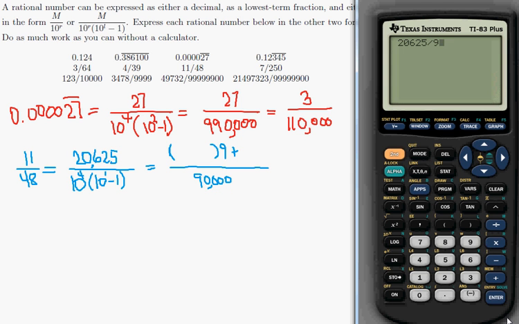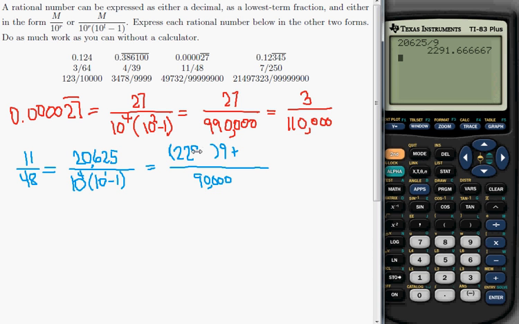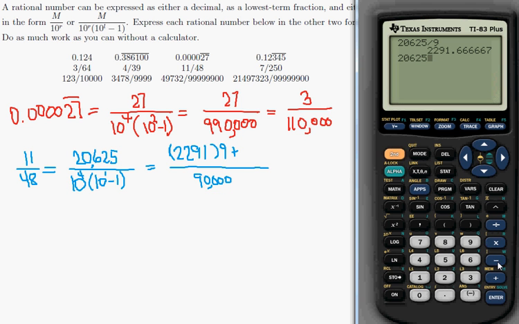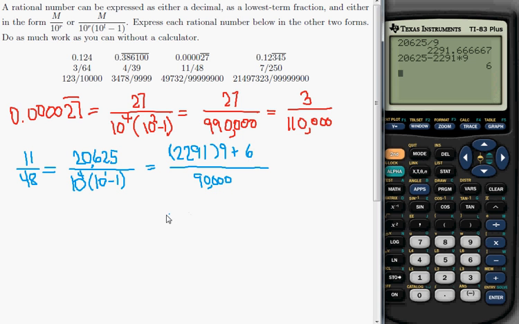So if I divide by 9, the quotient is 2291, and the remainder would be 20625 minus 2291 times 9, which is 6. Okay, then I can split this fraction up into two pieces. So this one part would be 2,291 times 9 over 90,000. And the second part would be 6 over 90,000.